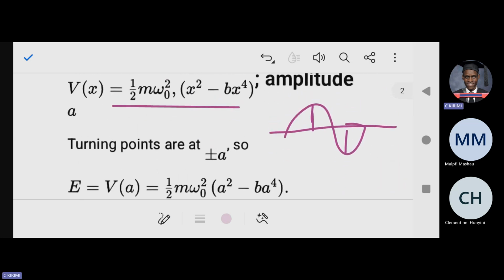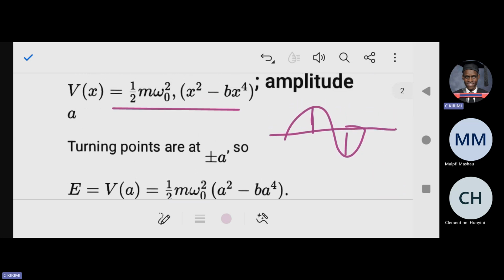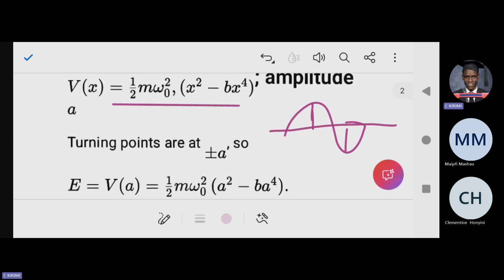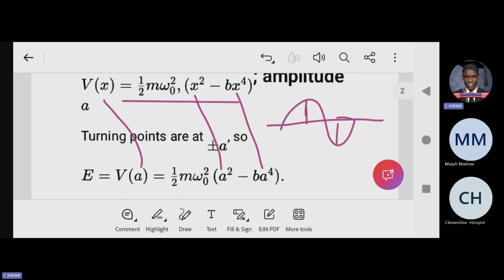That energy E is V as a function of A. So we are replacing X with A in the original equation. Where there is X, you replace with A. Are you seeing it there? Is it clear?